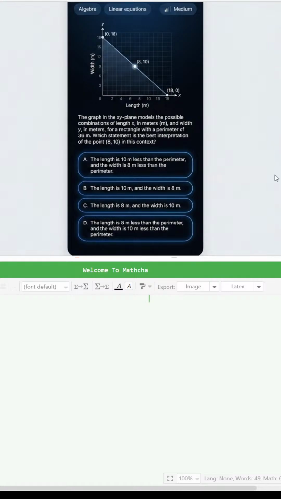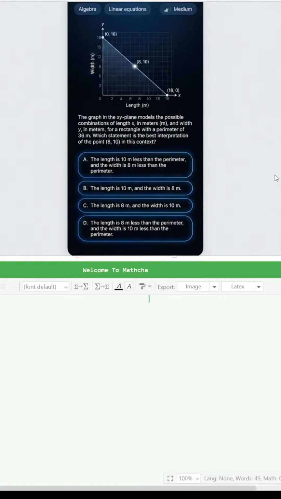Okay, so here is the next question. So here we are given a graph between length and width. Length is on the x-axis and width is on the y-axis. And the question says that the graph in the xy plane models the possible combinations of length x in meters and width y in meters for a rectangle with a perimeter of 36 meters. Which statement is the best interpretation of the point 8, 10 in this context?